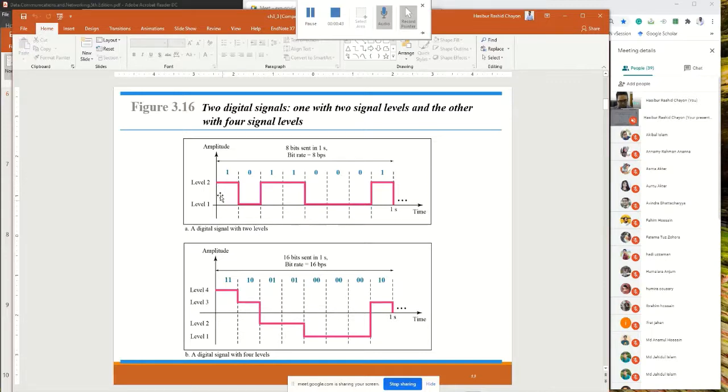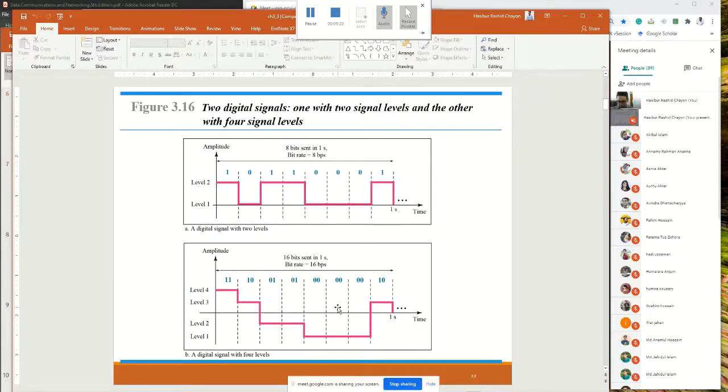we have R equal to 1 because each signal can carry 1 bit. So 1 bit per signal element. So R is 1. If you think about the N, what will be the N here? In this case, the number of bits per second is 8. So N equals 8 because 8 bits per second. If you think about the S, the number of signal elements per second, we also have 8. 1, 2, 3, 4, 5, 6, 7, 8. So here S is also the same.